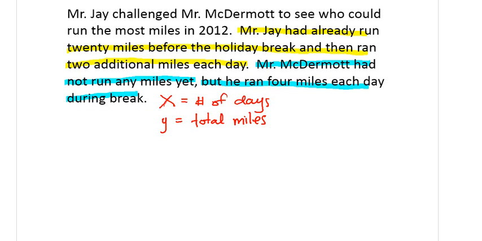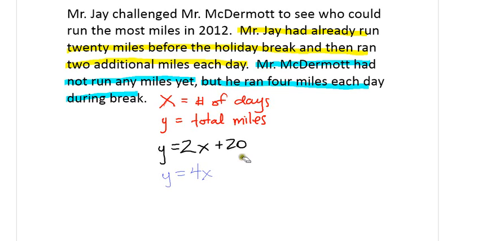Okay, so we've defined our variables here, and now we need to write an equation for Mr. J and one for Mr. McDermott. Let's go ahead and do Mr. J in black here. So if Mr. J started with 20 miles and then he's running 2 additional miles each day, you're probably predicting in your mind what that is. It's going to be y is equal to 2x plus 20. And then Mr. McDermott, let's do him in blue. He hadn't run any miles yet, so his constant is 0, and he runs 4 miles each day during break. So his total is going to be 4x plus 0, but I'm going to get rid of that plus 0, just to make this an easier equation for us.